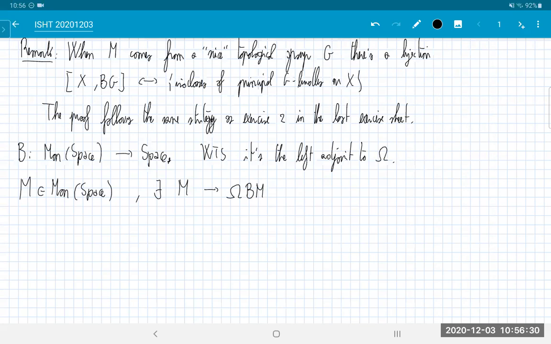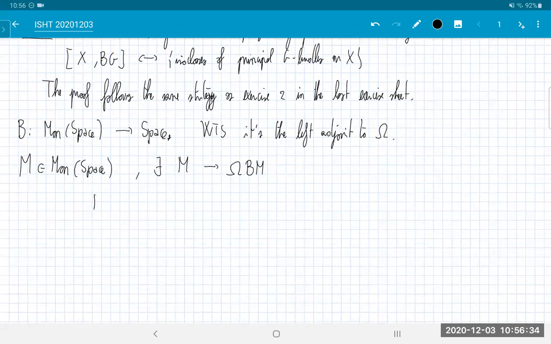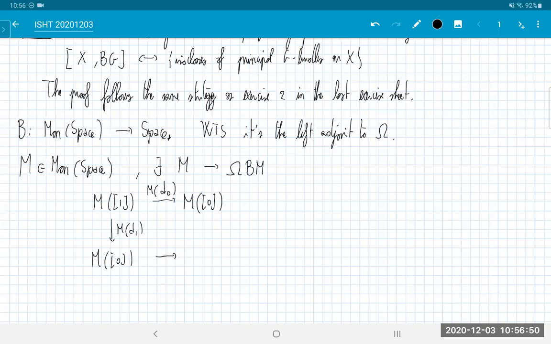At the level of underlying spaces, it's kind of obvious what to do. You have M of 1, the underlying space of M, and this maps to M of 0 via, say, M of d zero and via M of d one. And this maps to this colimit. And this diagram commutes by the property of the colimit. This is a fragment of the colimit diagram. And these are points, and these are points. And so we get a map M of one into omega BM.